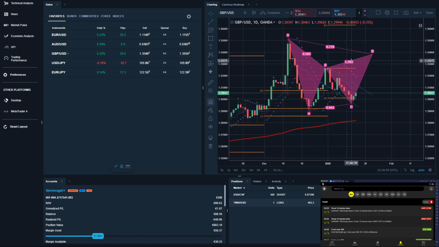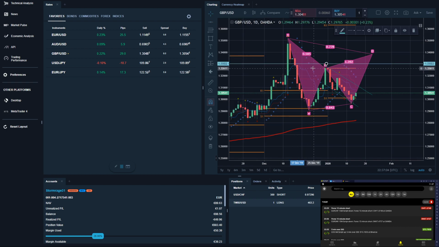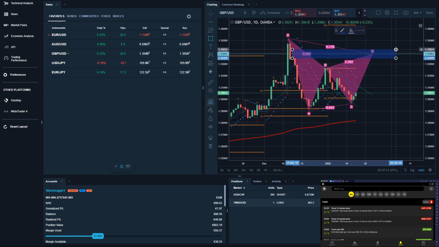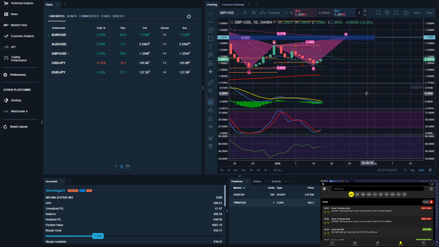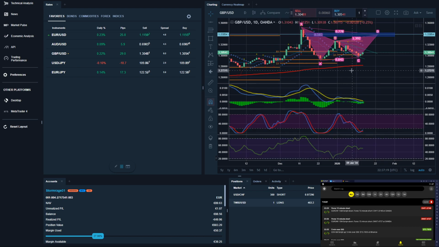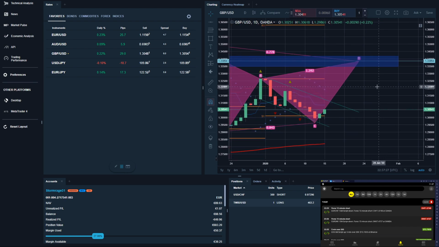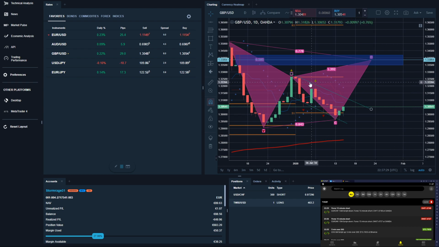then your target will be the 786, and there is a confluence here. So as you can see, here is the confluence, and here is your target. And let's see if there is bullish divergence. So yeah, if you want to trade this, there is bullish divergence and your target is here. But I'm waiting for confirmation of breakout of this descending parallel channel.